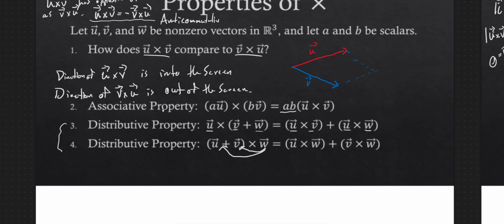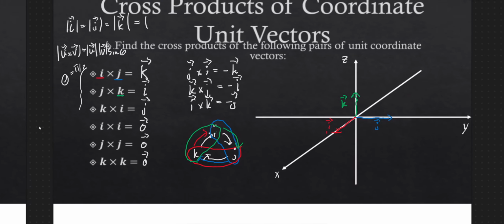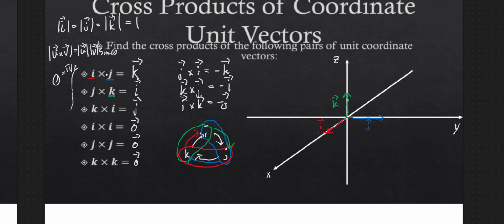So these are the associative property, the distributive, and the other distributive. Keep in mind these properties. Things distribute like they should. You just got to keep the order in mind. If we flip the order, we get the negative of what we would have if we didn't. And we have the associative property. And then we have all these relations between i, j, and k, our unit coordinate vectors.